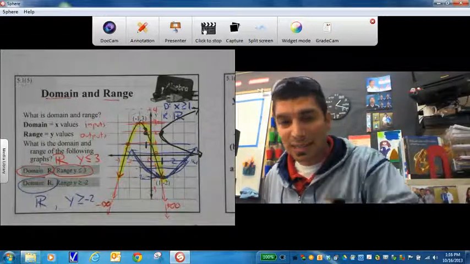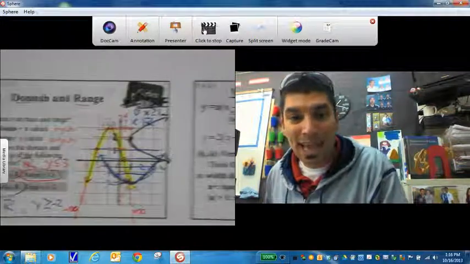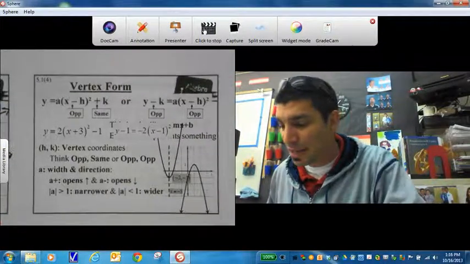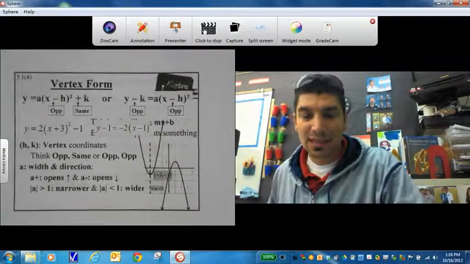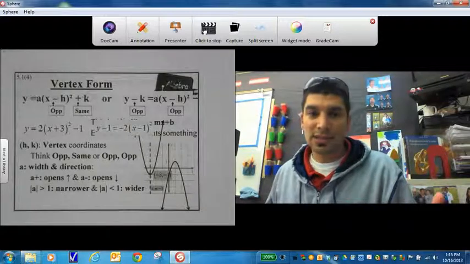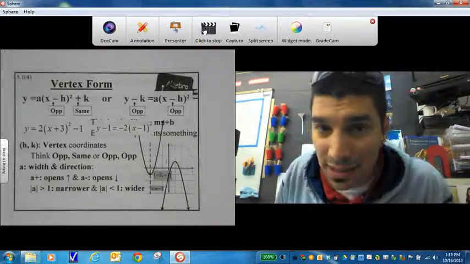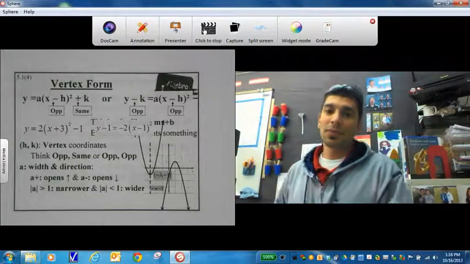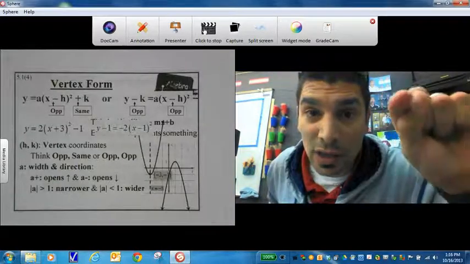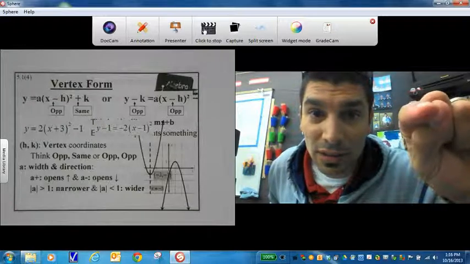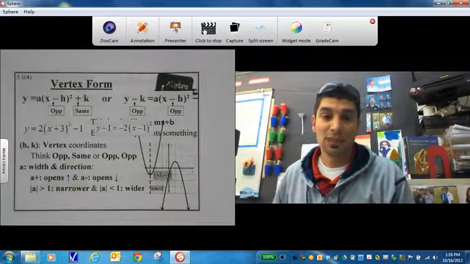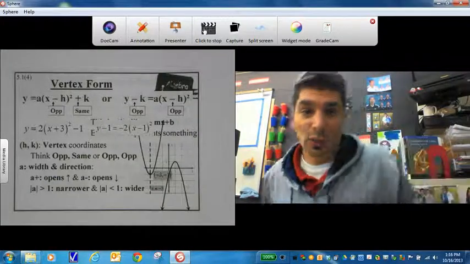Now that you guys understand that, we're going to get to the meat and potatoes of this unit. When I say meat and potatoes, what I'm basically saying is this is the crux. This is where if you were absent today, you would be lost. It's a good thing you're paying attention, because you would be lost if you didn't see this stuff. So let's talk about vertex form.